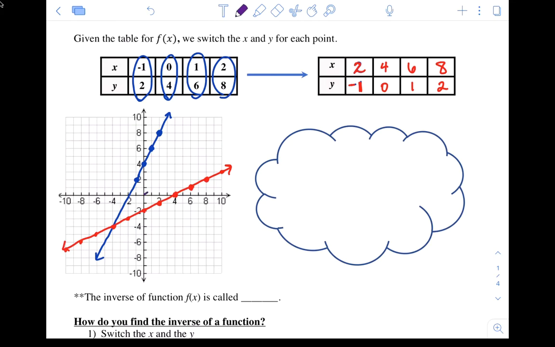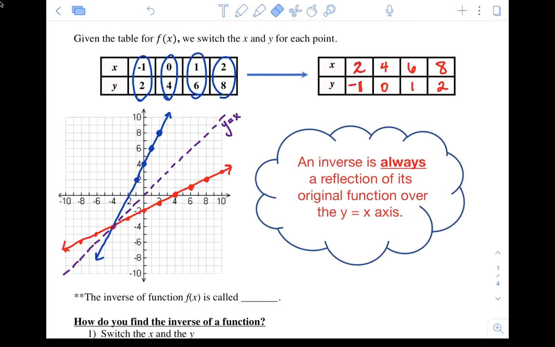Every time you do an inverse function, the graph of the original and the graph of the inverse will be reflections of each other over the linear parent function. So here's the linear parent function, y equals x. An inverse is always a reflection of its original function over y equals x, over that linear parent function. It doesn't mean your graphs have to be lines, it just means it's going to reflect over that parent function line. Whatever it looks like, doesn't matter.